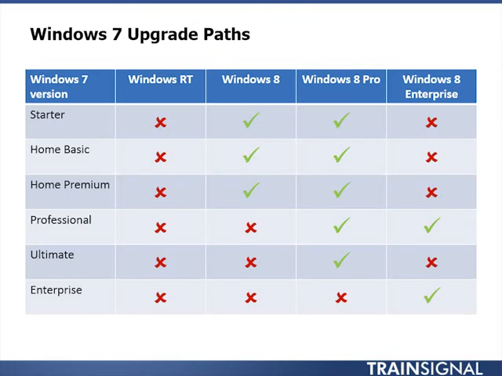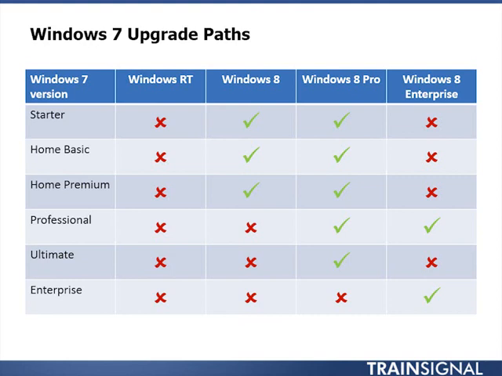So these are the upgrade paths from Windows 7. You can't upgrade from any version of Windows 7 to any version of Windows 8. It's kind of a pain that way. If you have Windows 7 Starter, Home Basic, or Home Premium, you can upgrade to Windows 8 or Windows 8 Pro. You can't upgrade to Windows 8 Enterprise. If you have Windows 7 Professional or Ultimate, you can upgrade only to Windows 8 Pro. You can't upgrade just to standard Windows 8, so you have to pay the extra for Windows 8 Pro.